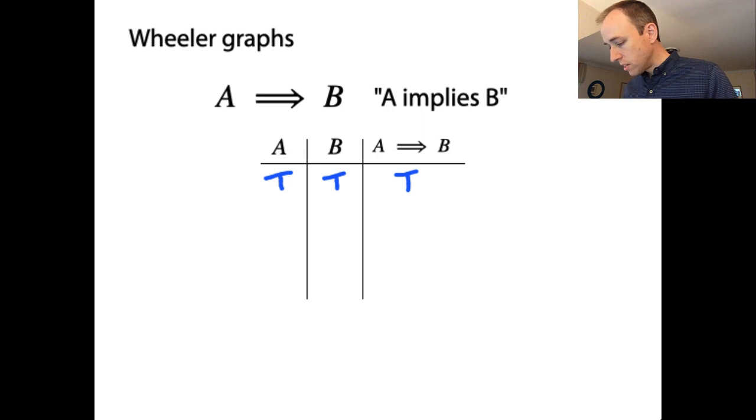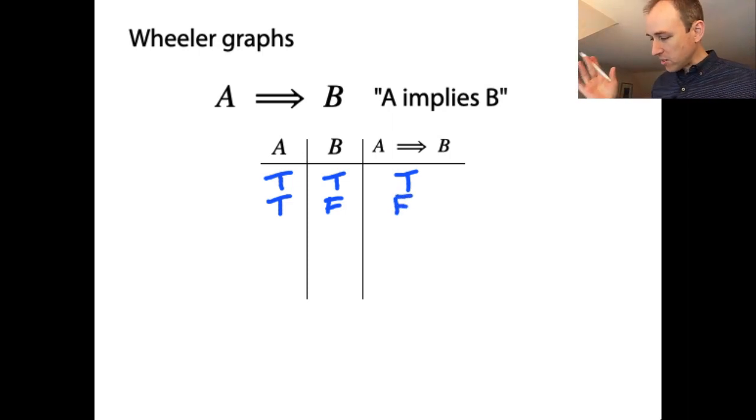If, however, A is true and B is false, that would mean the implication did not hold. In other words, the implication is saying if A is true, then B is true. And in this situation, A is true and B is false. So the implication does not hold. So in this case, the overall implication is false.